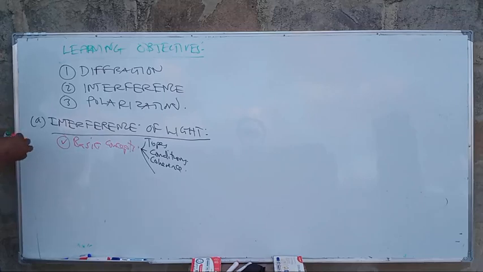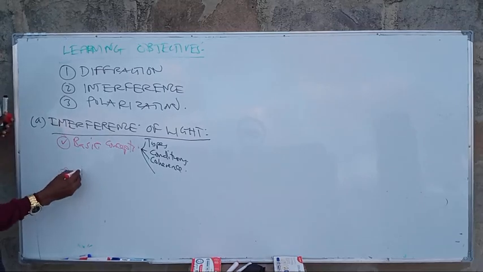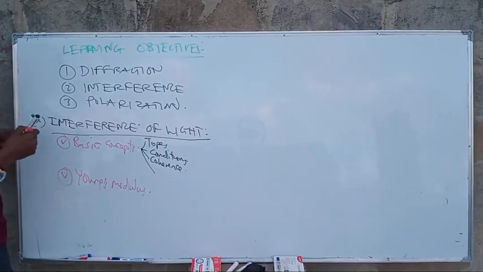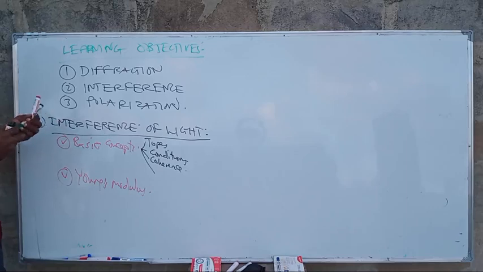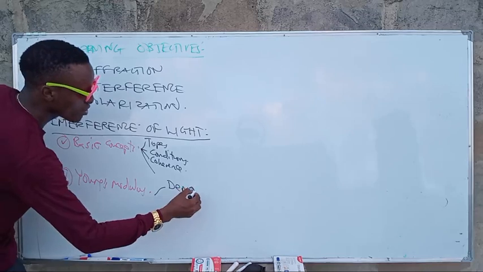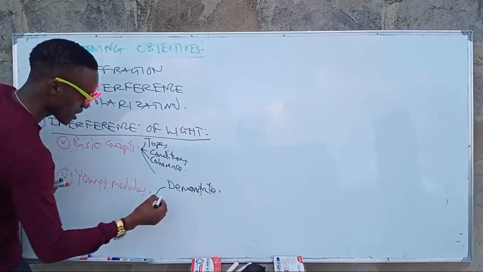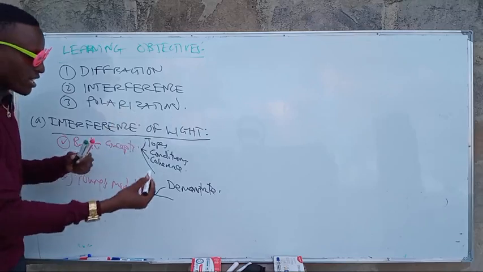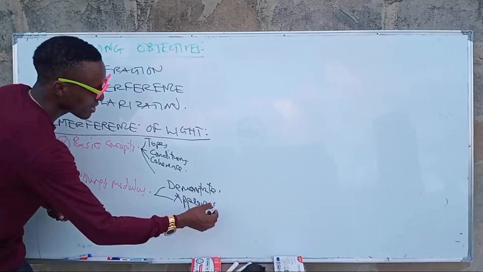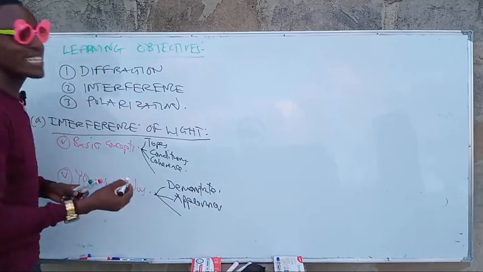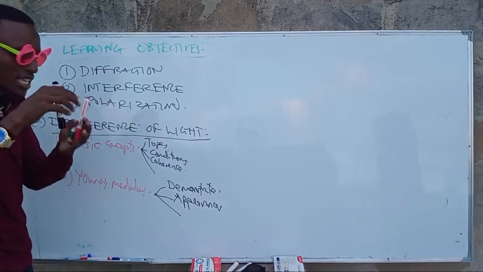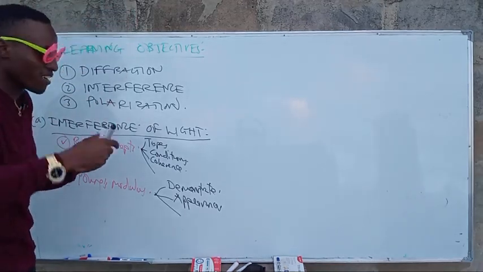Number 2 is Young's experiment. Here you need to know how to demonstrate the experiment, and after demonstrating, the formation and appearance of the fringes. There are also some cases where you need to know how to find the separation of those fringes, specifically when you are given the angle of the interfering waves.